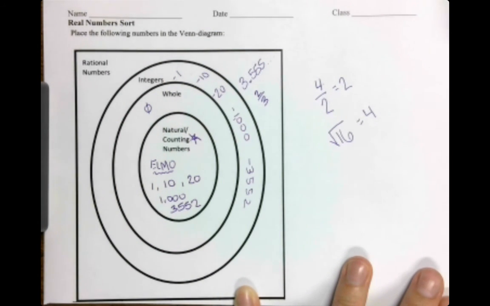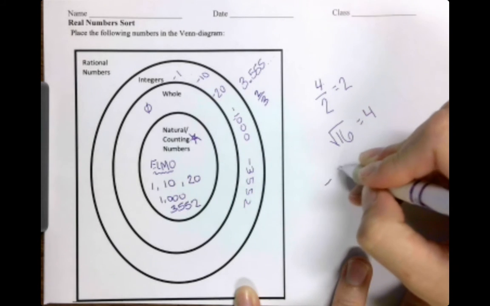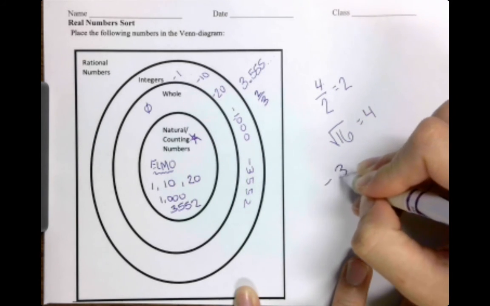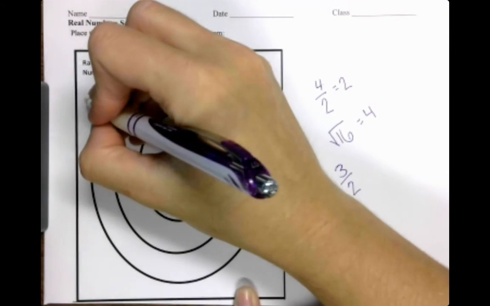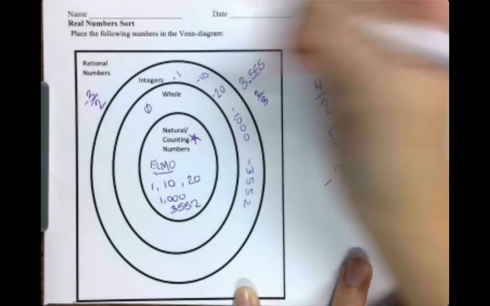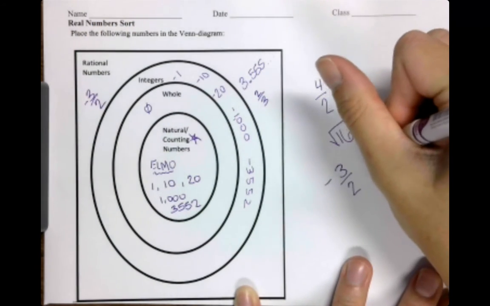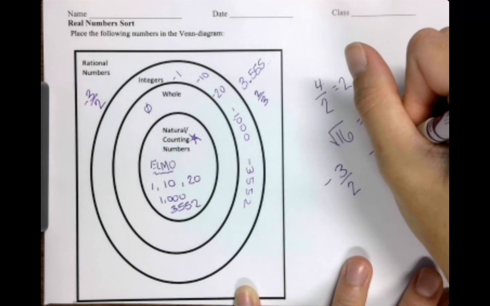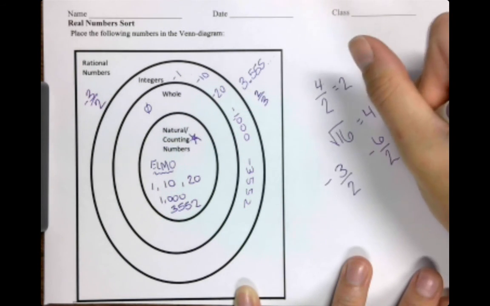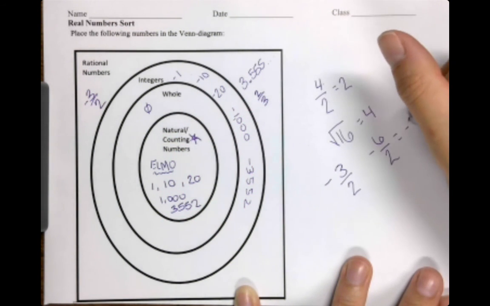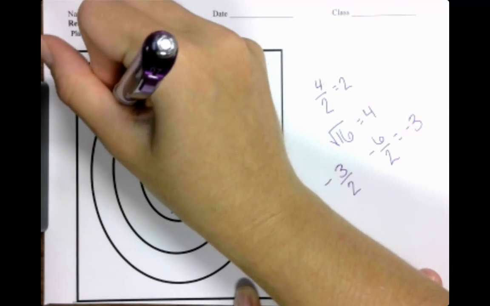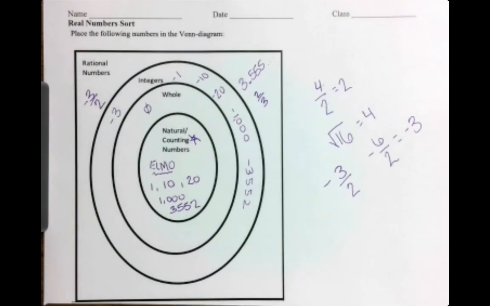If you see something that says -3/2, that's rational. That fraction cannot be reduced. But if you see something like -6/2, well, that equals -3, so that would go in our integers.